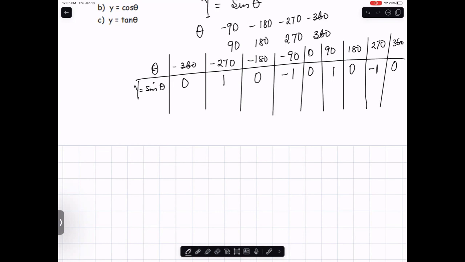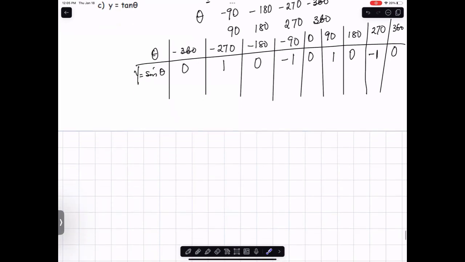So you just watch out for the peculiarity of this. Sine -360 and sine 360 are both 0. Then sine -270 is positive, while sine 270 is negative. Then sine -180 is also 0, and sine 180 is also 0. Then sine -90 is -1, while sine 90 is +1. So having gotten those values for y equals sine theta, we can use them to plot our trigonometric graph.